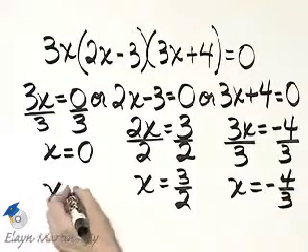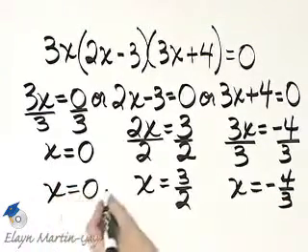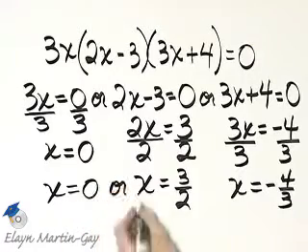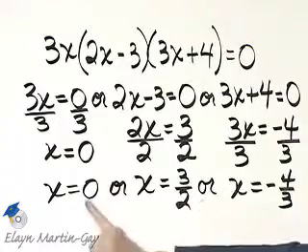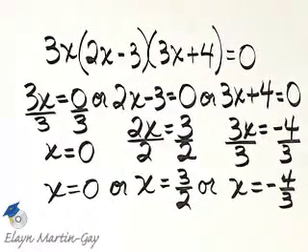Let me rewrite x is equal to 0 again, and let me show you what we have. X is 0, or x is 3 halves, or x is negative 4/3. There are 1, 2, 3 solutions to my original equation.